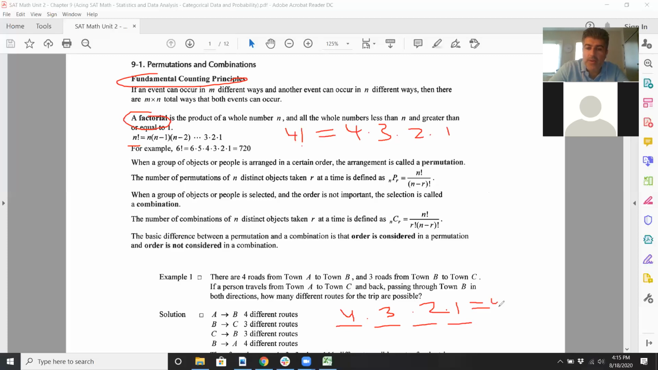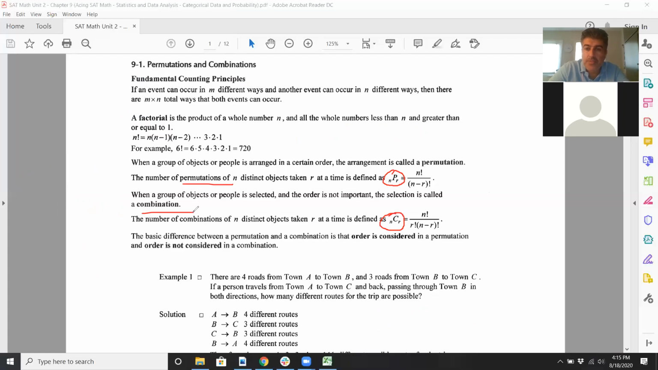Or if you so desire, you could just do this factorial, which is actually in the calculator. If you hit math and then PRB, you will see the exclamation point. Or you can just multiply 4, 3, 2, 1. So not a big deal. But it's good to understand the exclamation point, or the factorial, because it does play a role in these 2 other formulas, permutations and combinations.